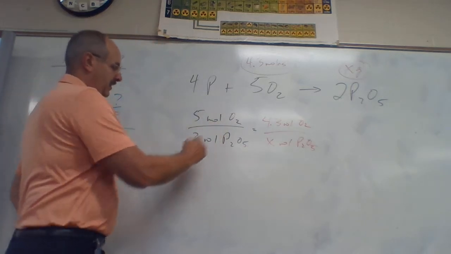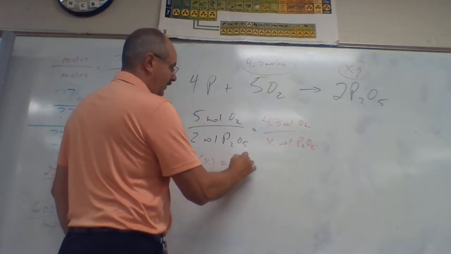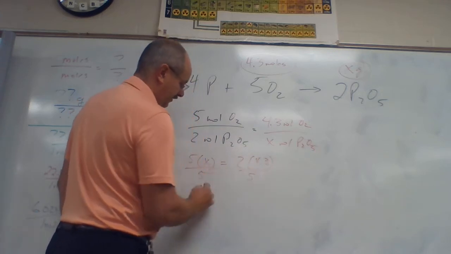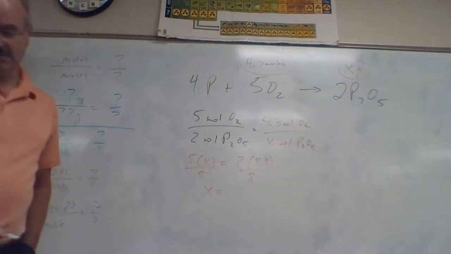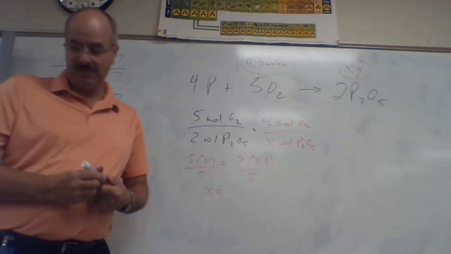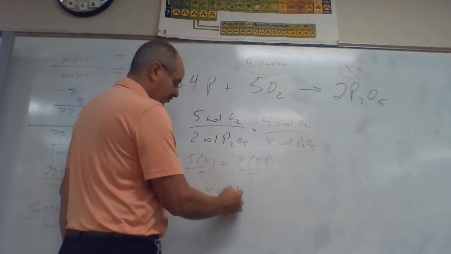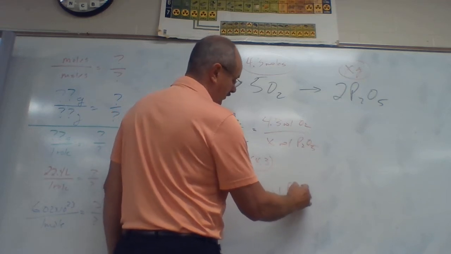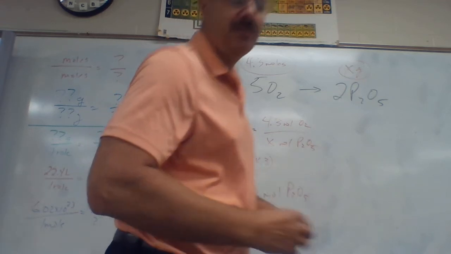So cross multiply, 5 times X equals 2 times 4.3. Divide by 5, divide by 5. And X is going to equal some answer. Oh, 1.72 moles of P2O5.